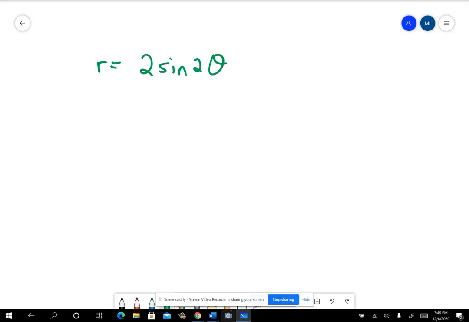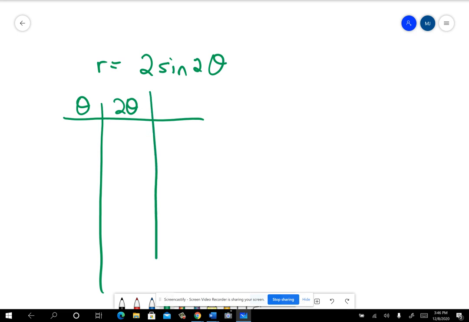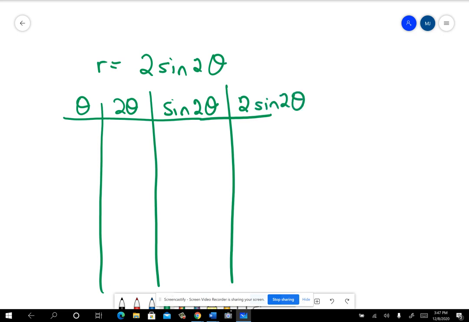Okay, so you wanted some help getting started on this. From what I could tell, it sounded as though you had found the ordered pairs okay. So you take some thetas, you then double theta. I just like to stretch out the equation following order of operations. Then I do sine of 2 theta, then I do 2 times that column. And this is my R right here, this column.